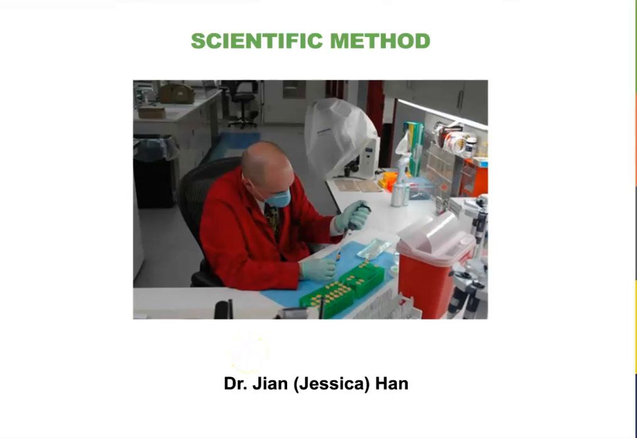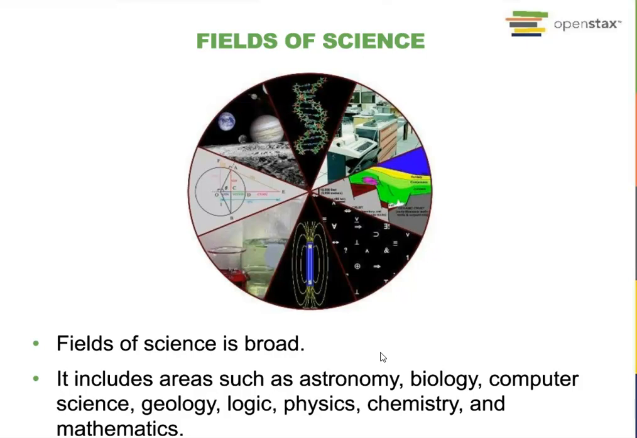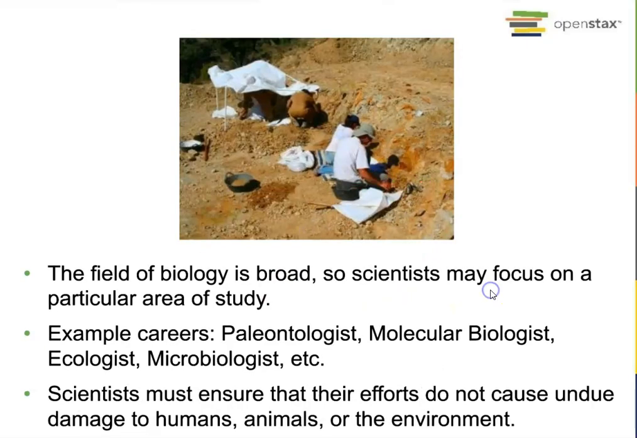In this section, we're going to talk about scientific method. The field of science is very broad. It includes many areas such as astronomy, biology, computer science, geology, logic, physics, chemistry, and mathematics. Biology is also broad, so scientists have to focus on a particular area to study or do research.